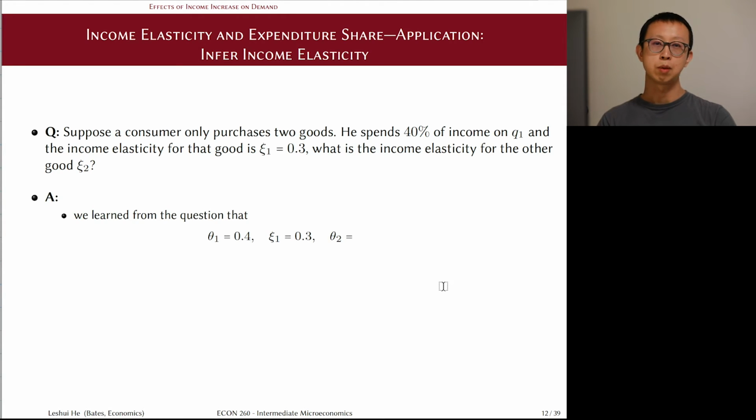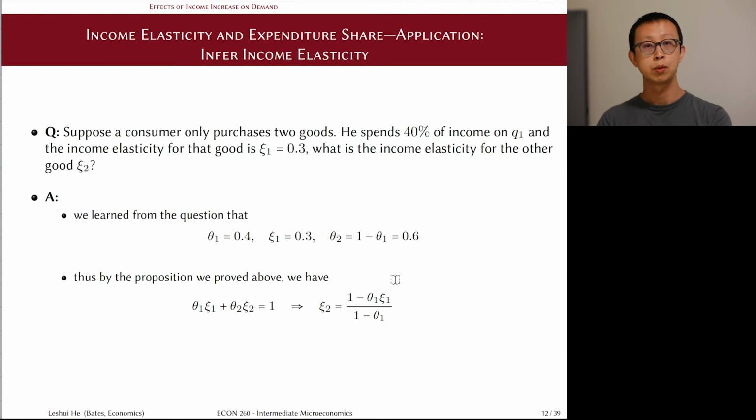To do that, we can parse out from the question that theta 1 is 0.4 and Xi1 is 0.3. Moreover, from the formula, we know that theta 2 times Xi2 added to theta 1 times Xi1 will be 1. So if we can somehow figure out what is theta 2, then we can back out Xi2 from the formula. But do we know theta 2 from the question?